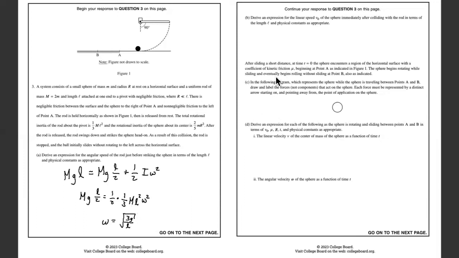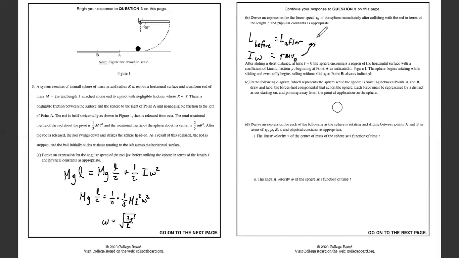There's our answer. Derive an expression for the linear speed immediately after colliding with the rod. This is a collision problem, so you would expect that the angular momentum of the system before the collision is equal to the angular momentum after. Before, we have a solid object, so it's easier to use I omega. After, you can think of the sphere as a point object because r is much less than L. So that's going to equal L m v naught.